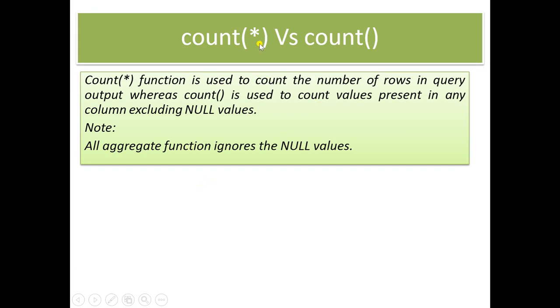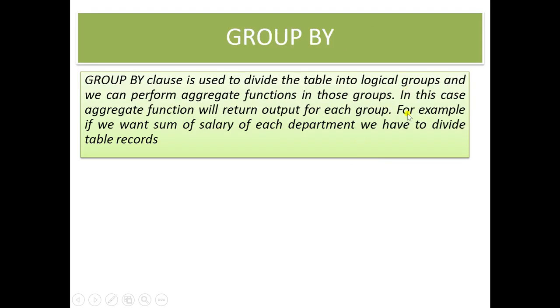Now the difference between count star and count. The count star function is used to count the number of rows in the query output, whereas count is used to count values present in a column, excluding null values. All the aggregate functions ignore null values. Now next is group by. The group by clause is used to divide the table into logical groups, and we can perform aggregate functions on those groups. In this case, the aggregate function will return output for each group.